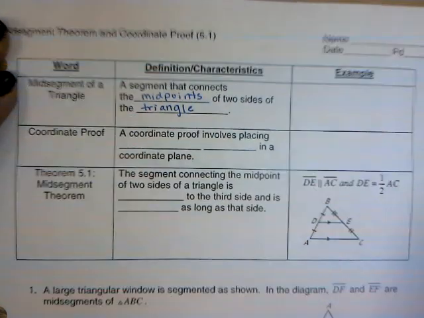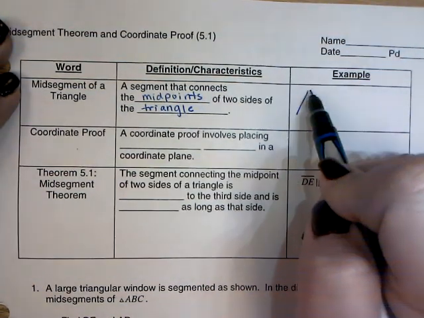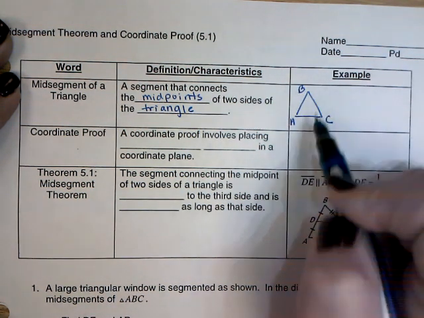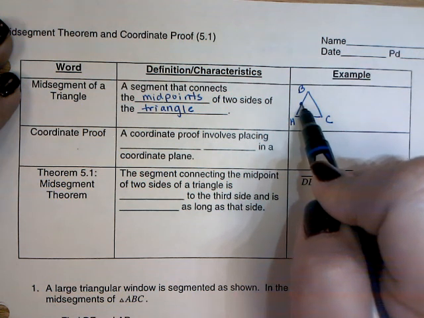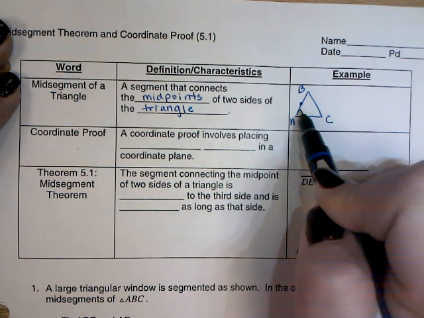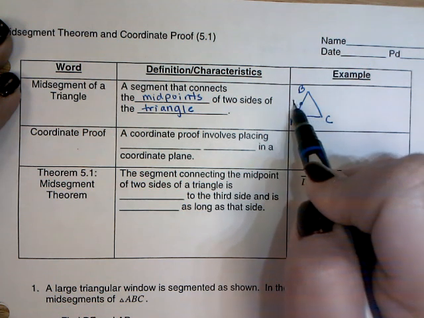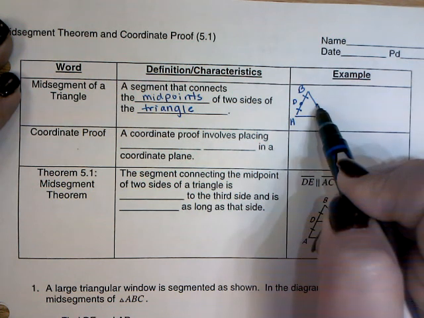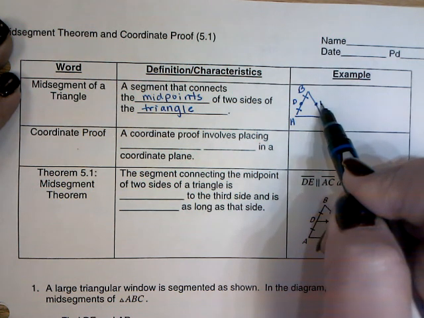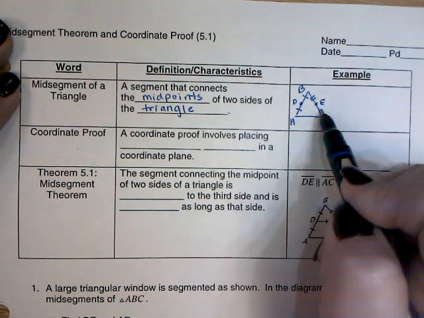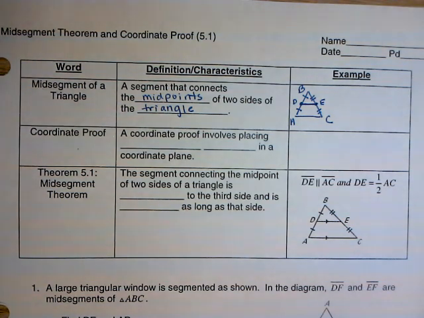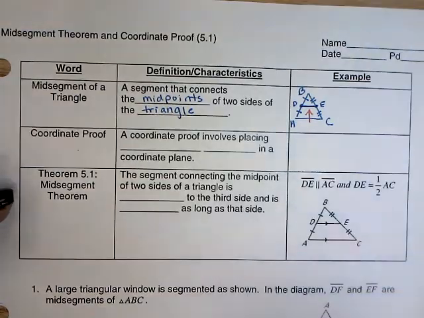So what that means is I have a triangle, we could have ABC here, and then I take the midpoint of AB, which I'm going to call D here, so AD is congruent to DB. I'm going to take the midpoint of BC, I'm going to call it E, BE is congruent to EC, and I'm going to connect them. The midsegment is this connection piece right here. It's the segment that connects the midpoints.